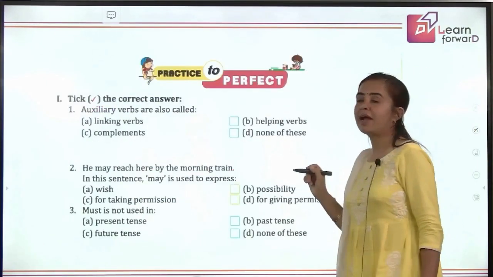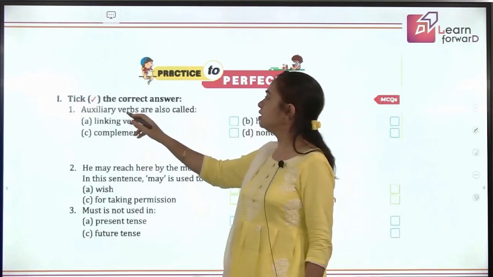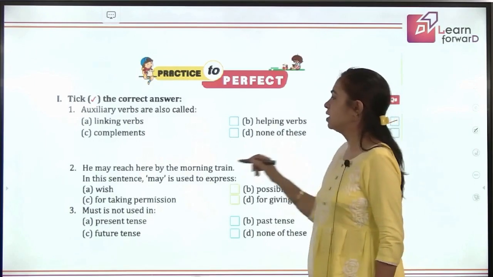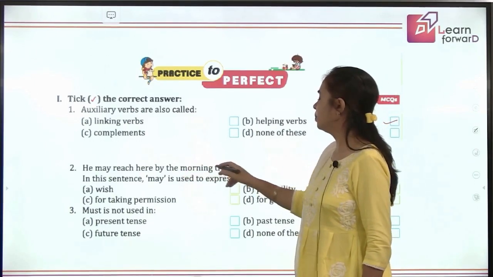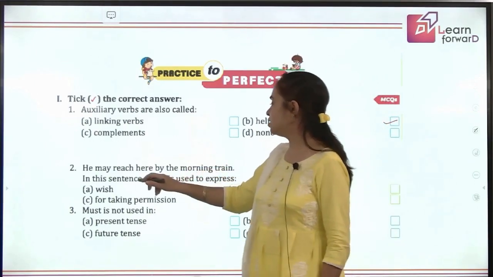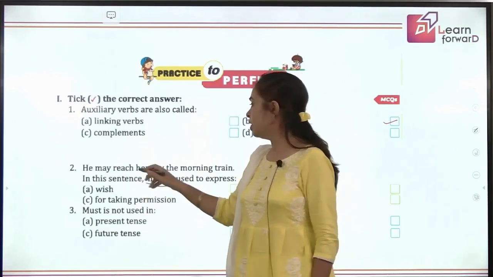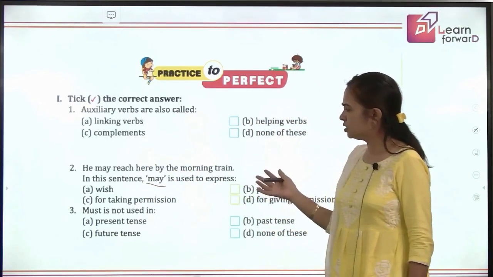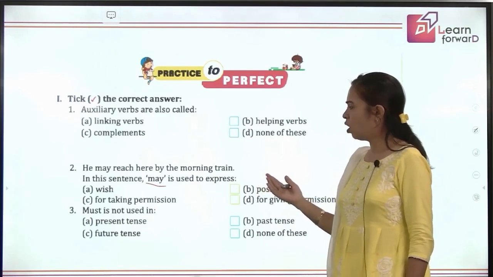So it's your practice time, practice to perfect. Auxiliary verbs, what are they also called? Helping verbs. Yes. He may reach here by the morning train. In this sentence, may is used to express what? So it may reach here, it is showing probability, possibility. So is it telling wish or taking permission?